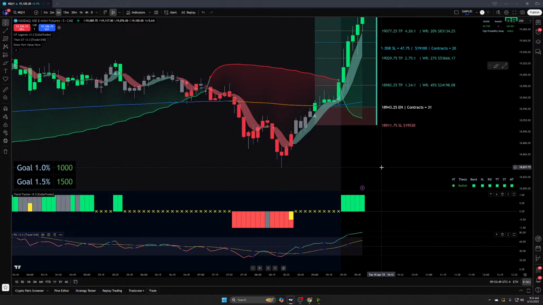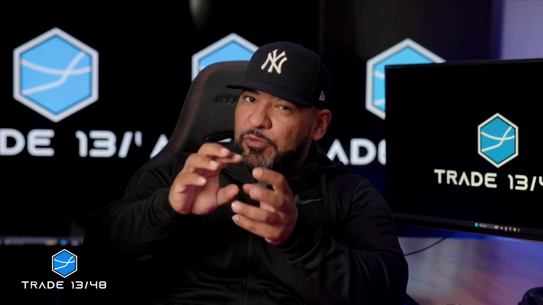So 50 is the line of demarcation here, right? It is with most indicators. When you use something like Trend Tracker or MACD, 0 is the line. Something like RSI, 50 is your line. Once again, above 50 with the moving average, you have more confirmation that we're trending up. So what this can do is also help you with your bias, right? Because you don't want to go ahead and trade against the trend.